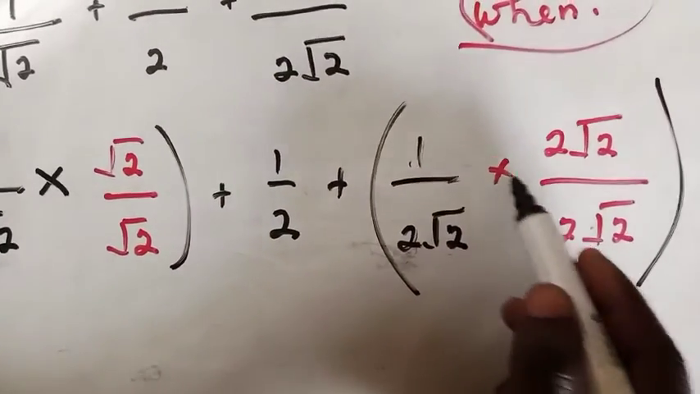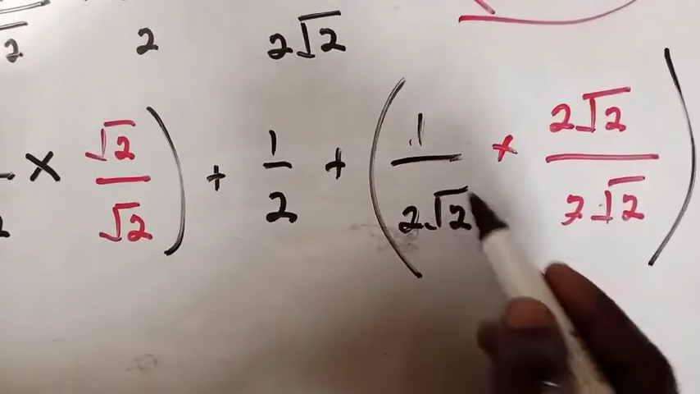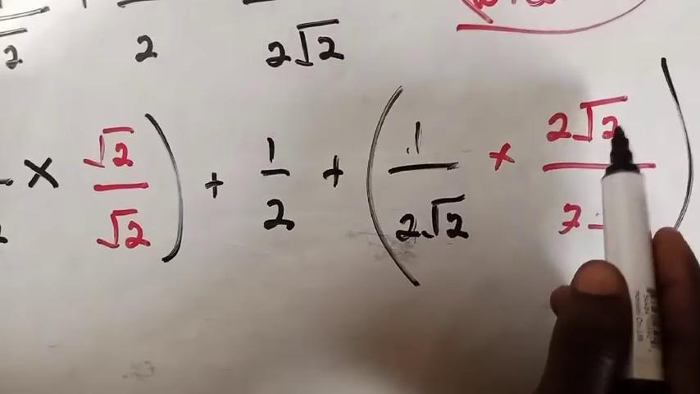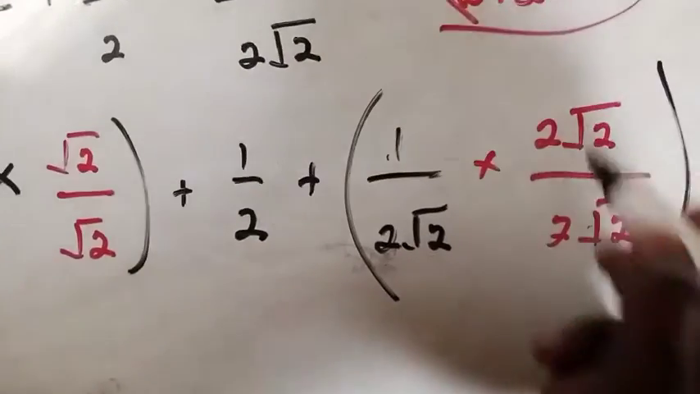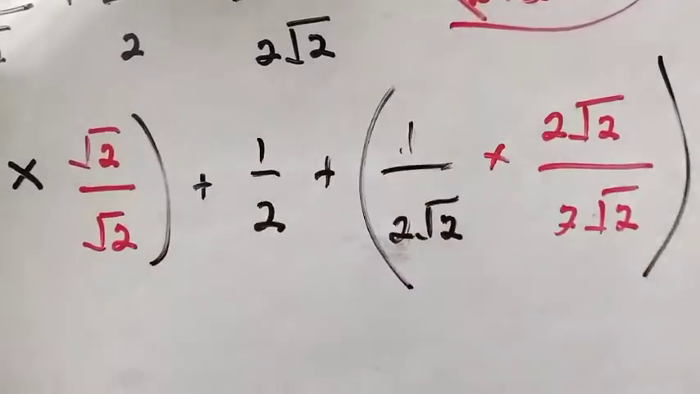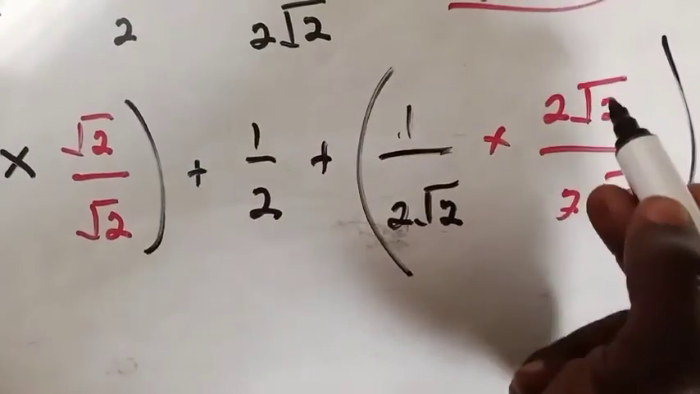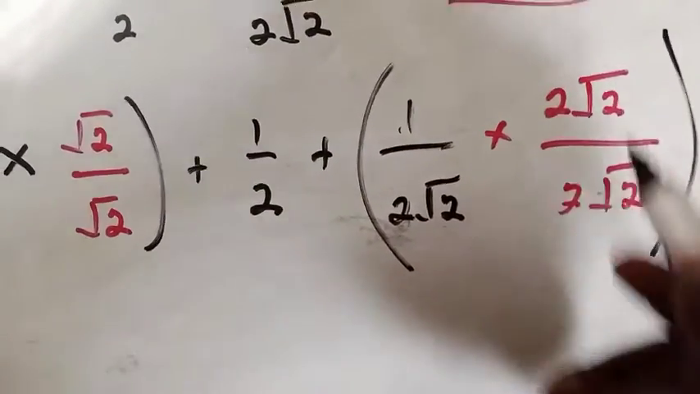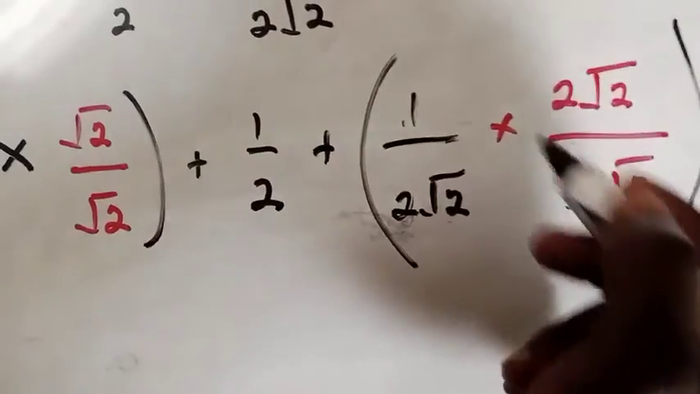You just have to multiply everything at the bottom by the same thing, right? Meaning we are just multiplying by 1, because if I say 2 root 2 over 2 root 2, that is the same as 1. So we are just multiplying by 1.